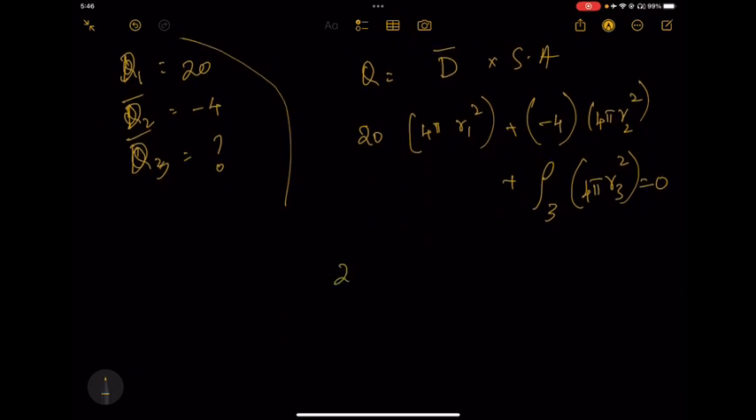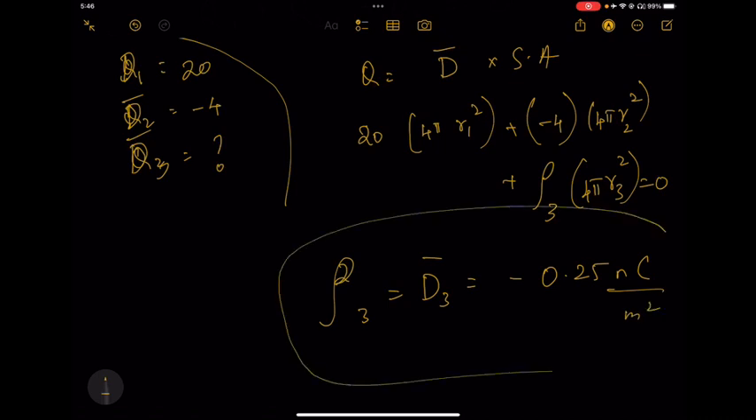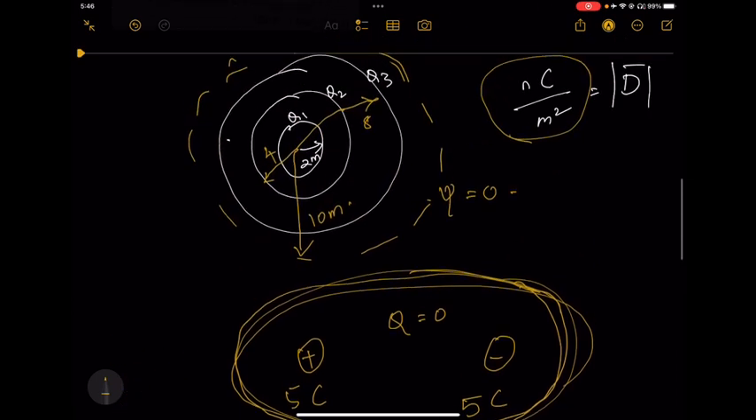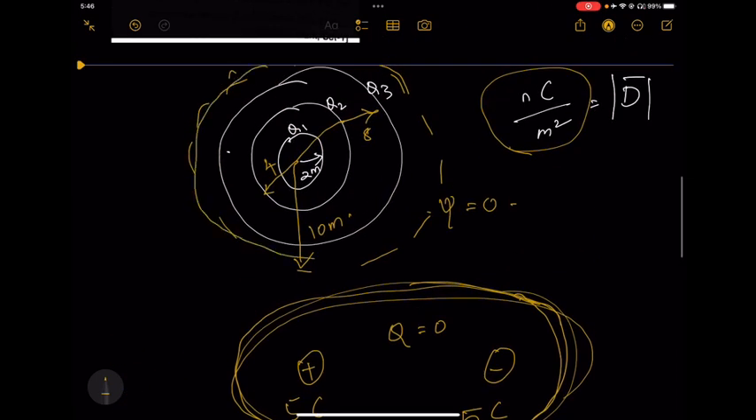So the final answer, if you try to calculate, D3 flux density is minus 0.25 nanocoulomb per meter square. If you substitute R1, R2, R3 values, you will get this. The idea is the total flux coming out of this should be 0. Flux is 0 means the net charge inside should be 0, or you can say the plus charge should be equal to the minus charge.